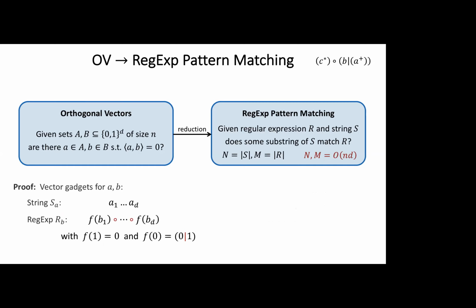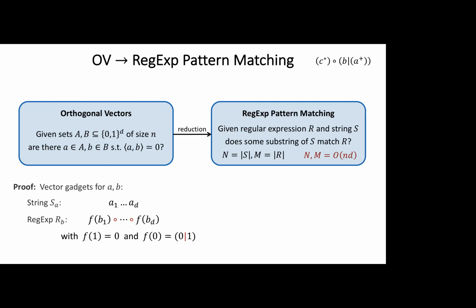And the reduction is actually something super simple. So what do we do? For each of the vectors in A, we create a string which just writes down all the coordinates of the vector. Just write down A1 through AD as D symbols over alphabet 0, 1. And then for every vector in B, you create a regular expression. Now, if the coordinate in B is a 1, then the corresponding coordinate in A should be a 0 to not be orthogonal. If the coordinate in B is a 0, then the corresponding coordinate in A can be either a 0 or a 1 to be not orthogonal.